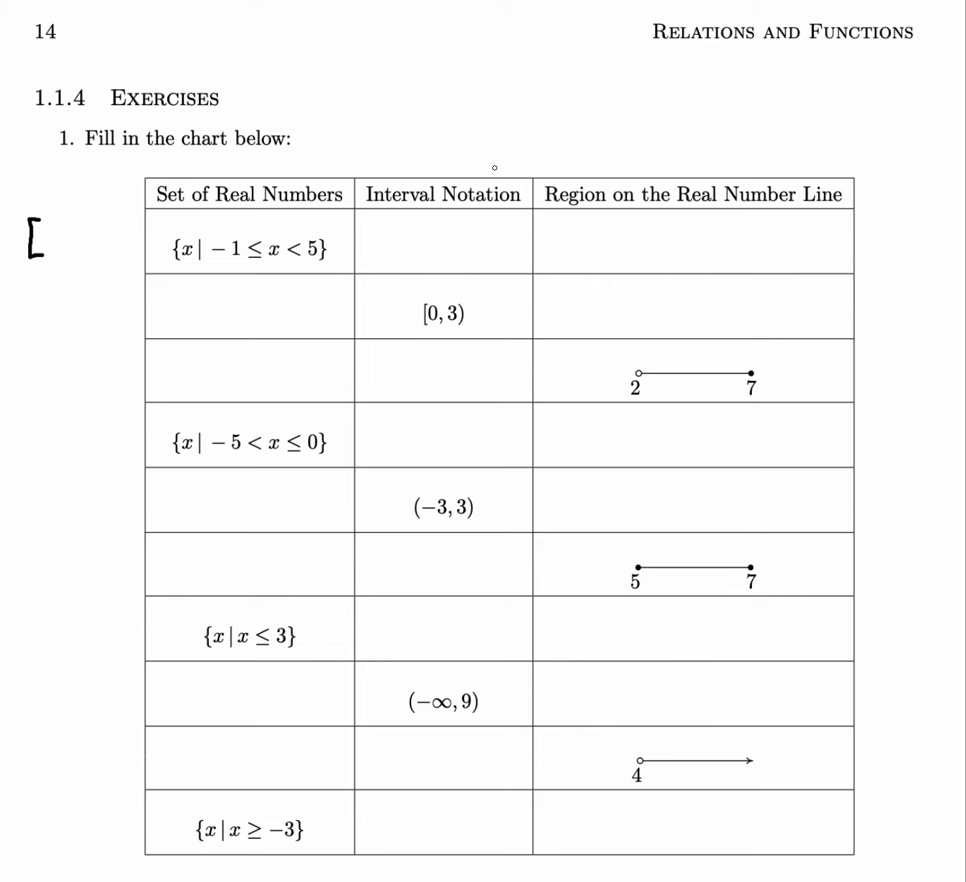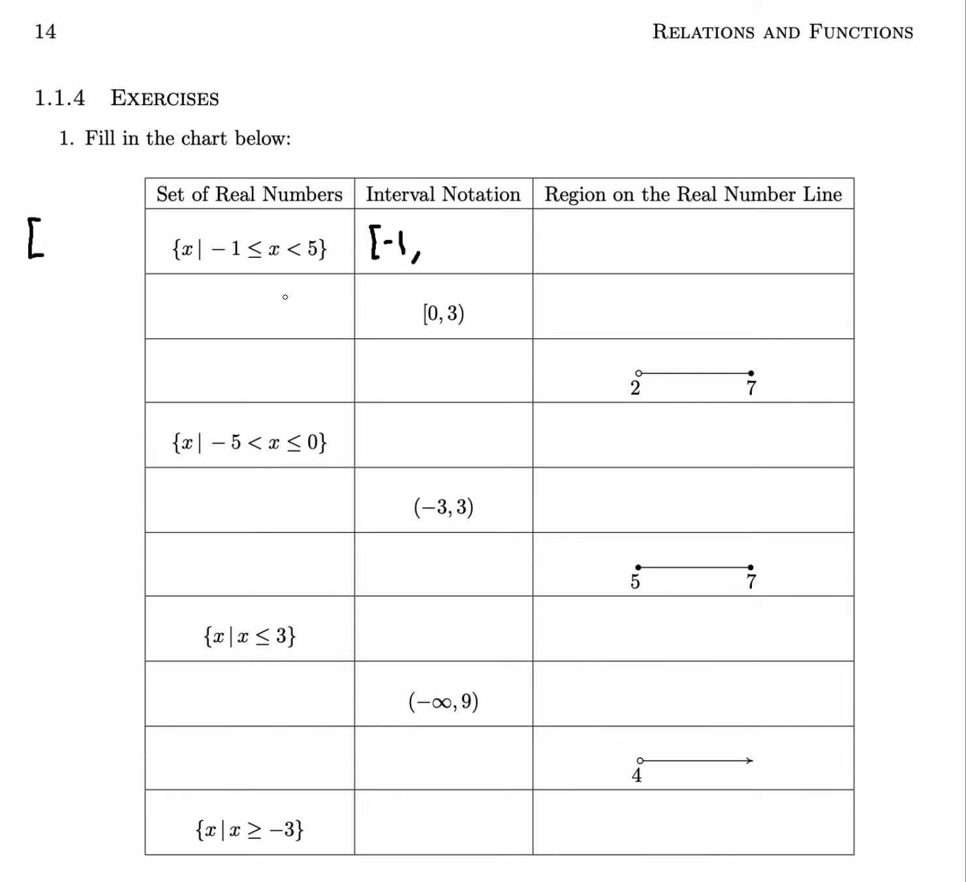So it could be less than or equal to or greater than or equal to. That would be a square bracket, as you guys can see right here. So that would be square bracket -1, because -1 is less than or equal to x. And you'll put comma because x is in between these two values.